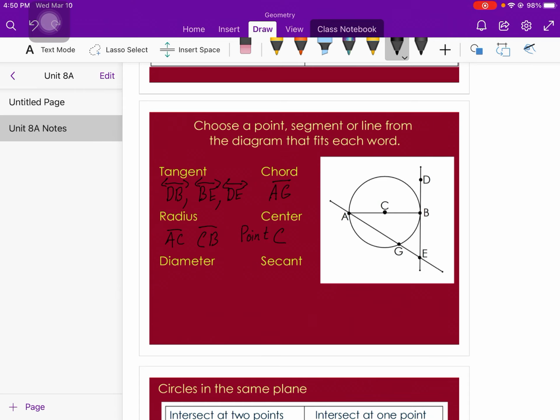I'll be more specific. The diameter has to go through the whole circle and the center, so that's going to be this whole line right here, which we're going to say is line segment AB. It's not a line, it doesn't have the arrows. And then the last one, the secant, is the line that goes through. Notice we're still using A and G. This is the one that goes through the circle at 2 points. But the difference is we have to put the arrows because it's going on forever and ever.